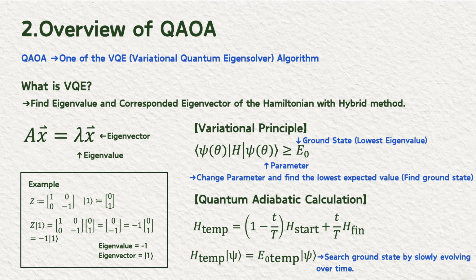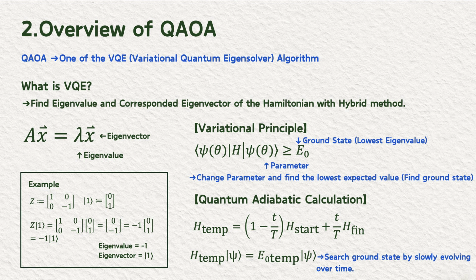Now, let's take a look at the overview of QAOA. QAOA is a type of variational quantum algorithm designed to efficiently solve certain NP-hard combinatorial problems. But what is VQE? VQE, or the variational quantum eigensolver, is an algorithm based on the variational principle, which can solve eigenvalue and eigenvector problems for Hamiltonians.